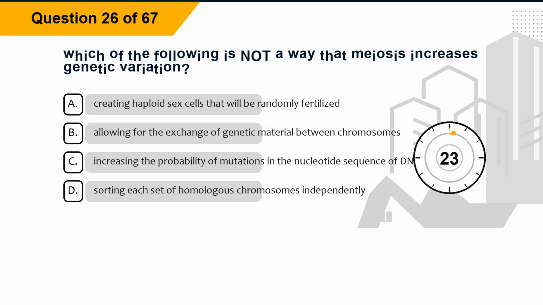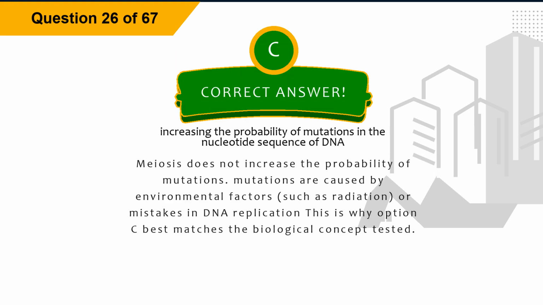Question 26. Which of the following is not a way that meiosis increases genetic variation? Option A, creating haploid sex cells that will be randomly fertilized. Option B, allowing for the exchange of genetic material between chromosomes. Option C, increasing the probability of mutations in the nucleotide sequence of DNA. Option D, sorting each set of homologous chromosomes independently. The correct answer is option C, increasing the probability of mutations in the nucleotide sequence of DNA.